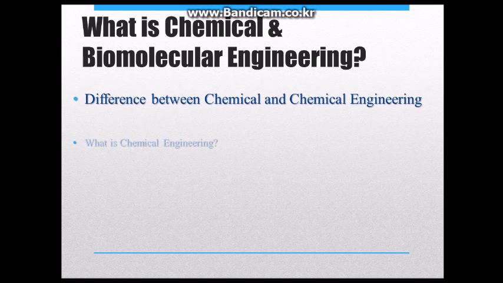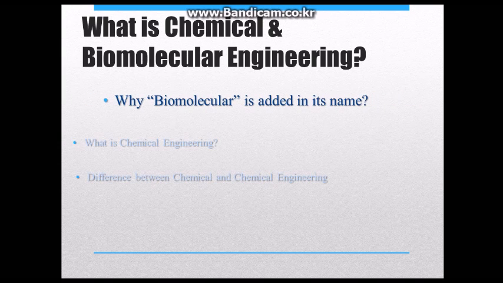Distinguishing these 2 parts is really easy. In the chemical major, they study only the principle. So their aim is to improve the principle of chemistry. But on the other hand, in chemical engineering, the aim is different. As I told you before, its aim is applying the principle to life science. So, principle versus life science. The difference is apparent. And the second question: why is biomolecular added in its name?